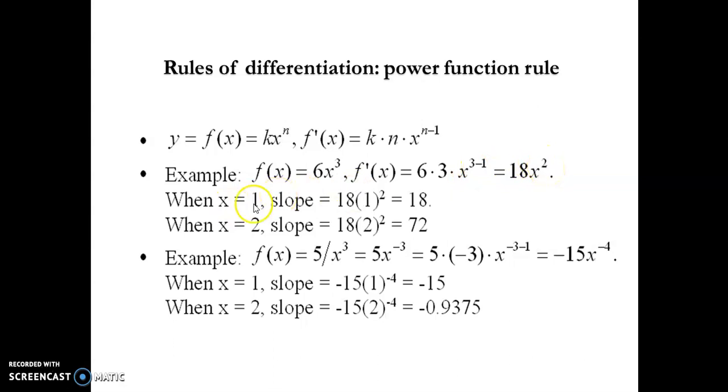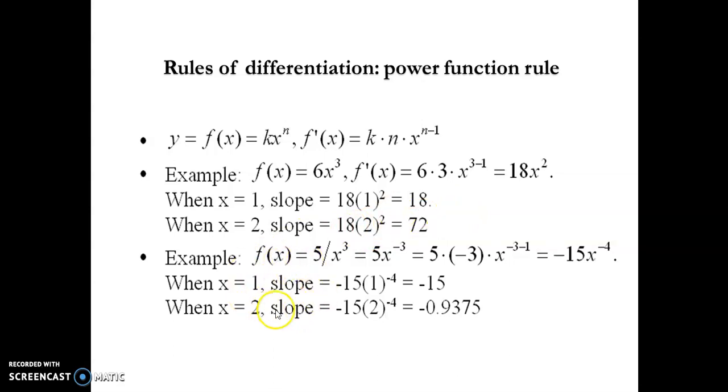So thus, we can check the instantaneous slope at a particular x value. So when x is equal to 1, the slope is going to be equal to 18, and you substitute the value of x into the first order derivative. And of course, 1 squared is just 1, so 18 times 1 is 18. When x is equal to 2, we substitute the 2 into our first order derivative, and that is squared, raised to the power of 2. 2 squared is 4, 4 times 18 is 72.